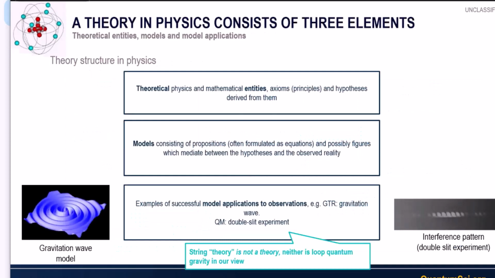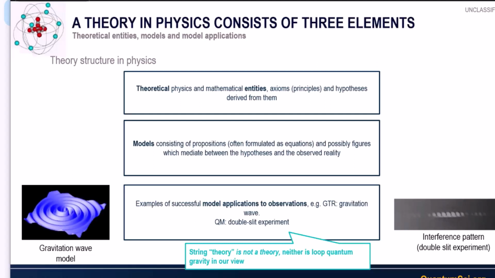On the next slide, you see how physics is structured. Basically, physics always contains theoretical physics and mathematical entities with the axioms and hypotheses. Then models, which is the core of physics, which are propositions that mediate between the hypotheses on the top and the observations from reality on the bottom. On the right-hand side, you see the inference pattern, the famous pattern that was one of the key experiments, the double-slit experiments that led to quantum mechanics.